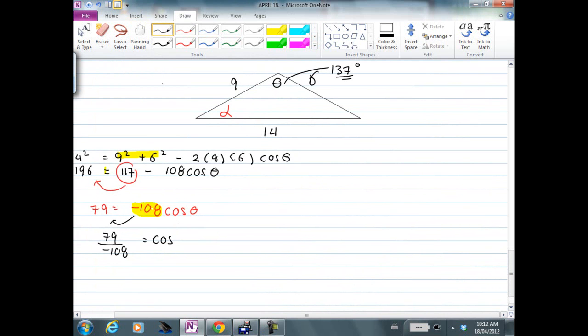16.9? So I'm going to go sine alpha over 6 equals sine 137 over 14. Cross multiply and all that lovely stuff, and you should have alpha is 17 degrees roughly. Voila. If I ask you to find beta, you can also find beta, but I'm not going to ask you to. Guys and gals, that is how we do this sort of thing.